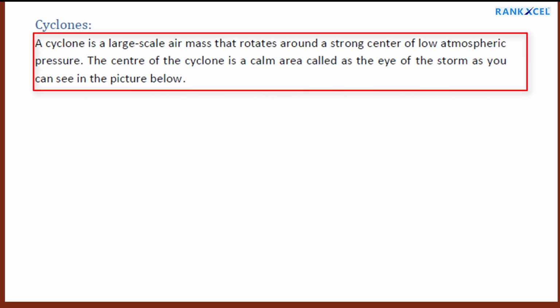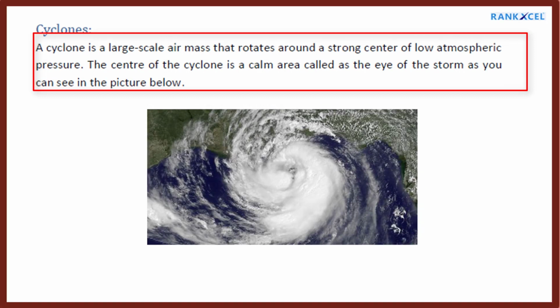Cyclones. A cyclone is a large-scale air mass that rotates around a strong center of low atmospheric pressure. The center of the cyclone is a calm area called the eye of the storm, as you can see in the picture below.